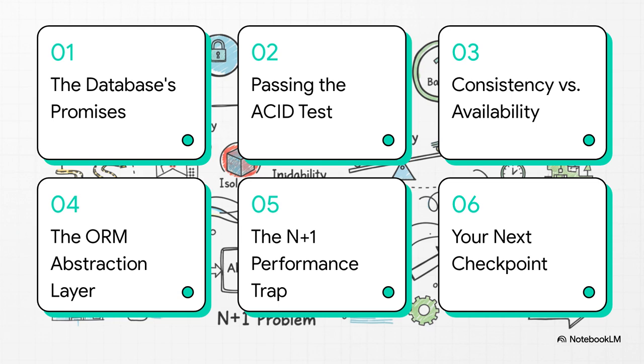After that, we'll shift from theory to practice and talk about a tool you'll use all the time, the ORM. And we'll finish by uncovering a super common performance trap it can cause called the N+1 problem, before we figure out where all this new knowledge fits on your developer roadmap.